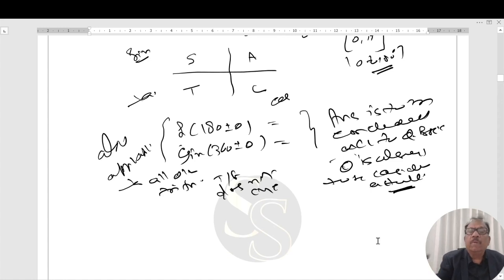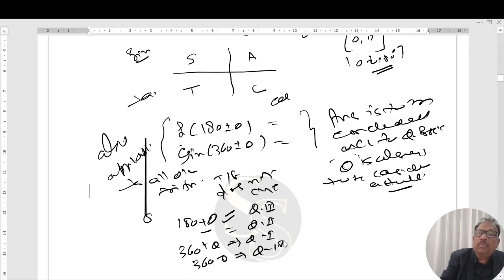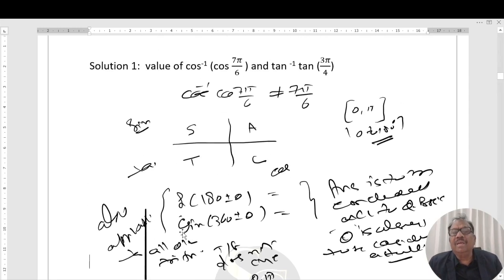According to this, 180 plus theta belongs to quadrant third. 180 minus theta belongs to quadrant second. Similarly, 360 plus theta belongs to quadrant 1. 360 minus theta belongs to quadrant 4. Right? According to this, we have to assign the sign here.